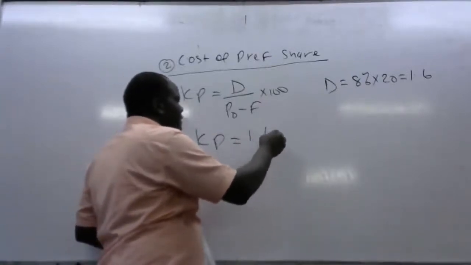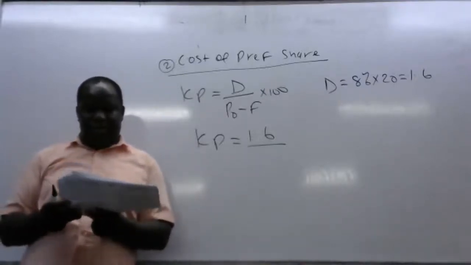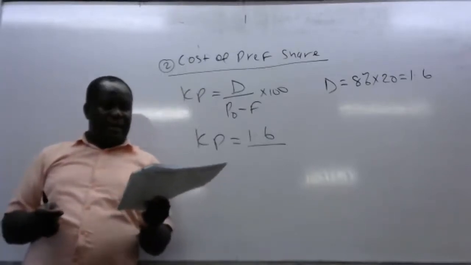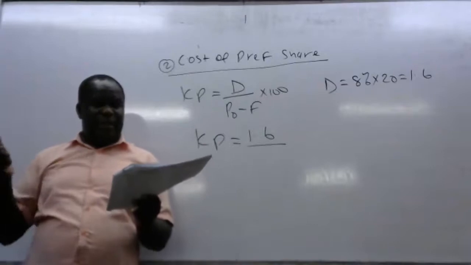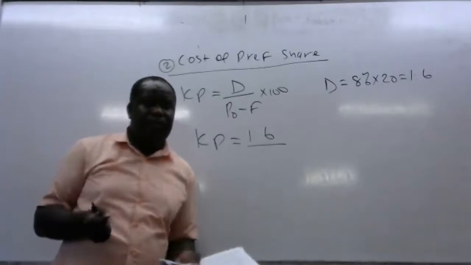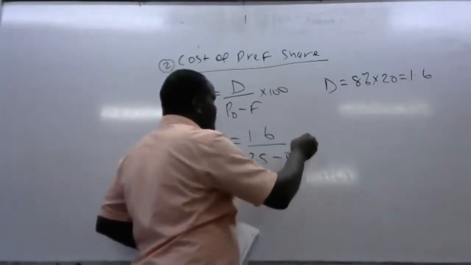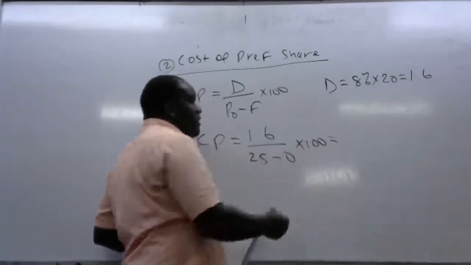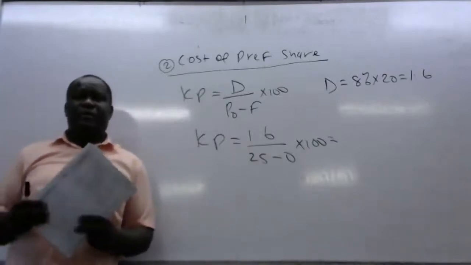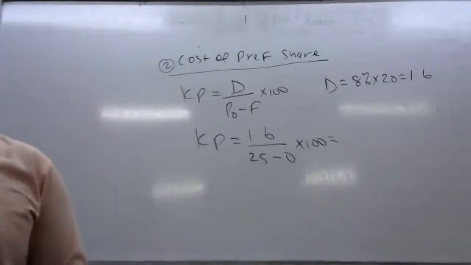So 1.6. Then I want you to confirm in note number 9. The existing 8% irredeemable preference shares are currently trading at how much each? So our P0 is 25. There is no flotation cost given. Then you express it as a percentage. So it is going to give us around which figure?